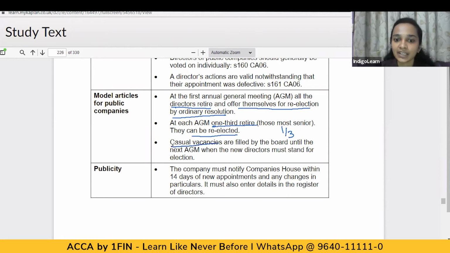And these casual vacancies are filled by the board until the next AGM, when the new directors must stand for election. So whenever a director is retiring, there's a vacancy in the director's office. This vacancy shall be filled by the board till the next AGM. And the company must notify Companies House. Companies House is nothing but the registrar. It must be notified within 14 days of new appointments or any changes in the directors, and the company must also enter the details in the register of directors. So within 14 days, this information has to be intimated to the registrar whenever there's any change in the directors, or whenever a new person is appointed as a director of the company.